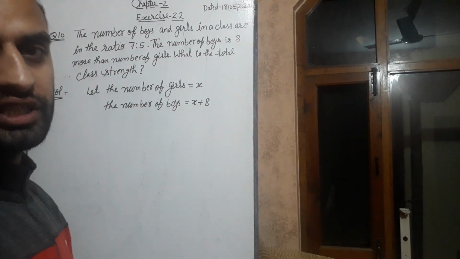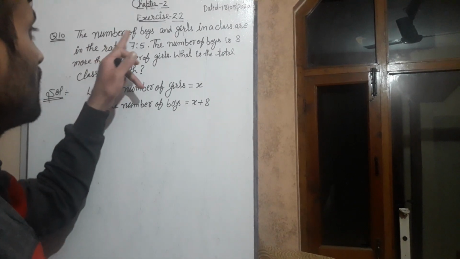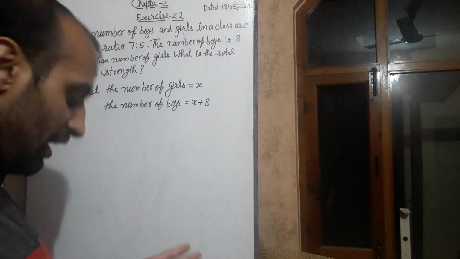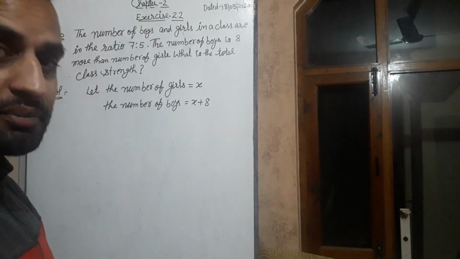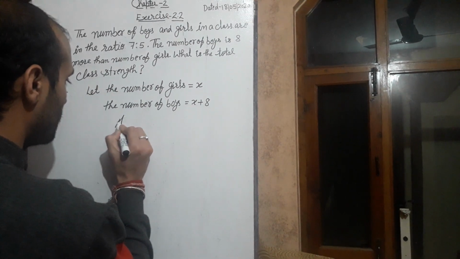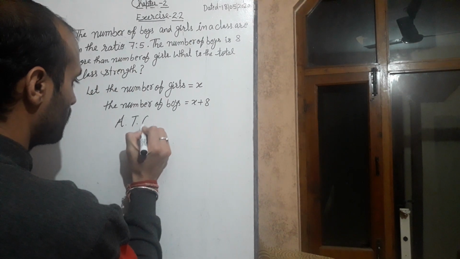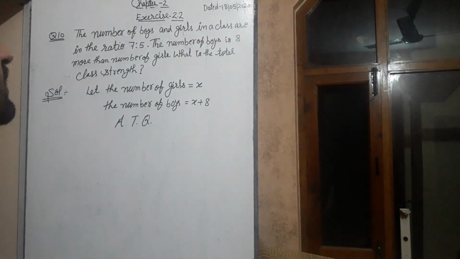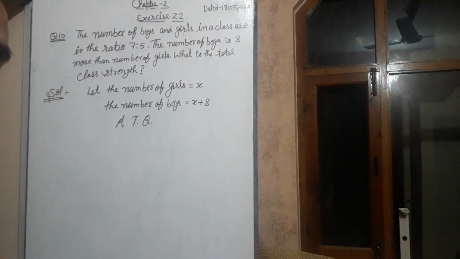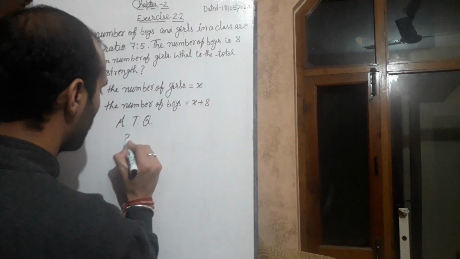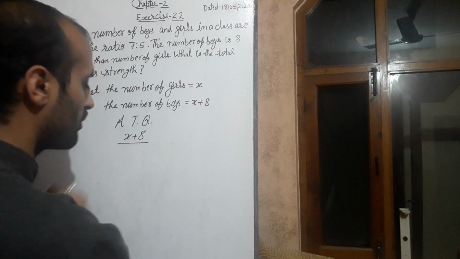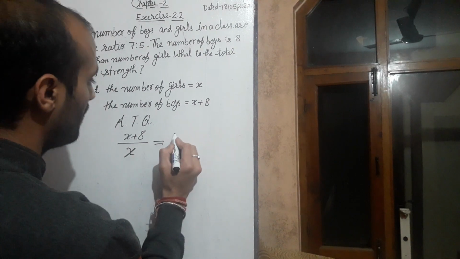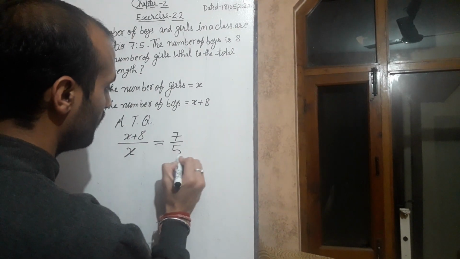One more information is given in the question, that is the number of boys and girls in a classroom are in a ratio 7 is to 5. That means if we are dividing the boys with girls, according to the question, the ratio is given to us. So I can write this is the number of boys, x plus 8, and this is the number of girls, x. If we are dividing them, then we are getting the answer 7 is to 5.